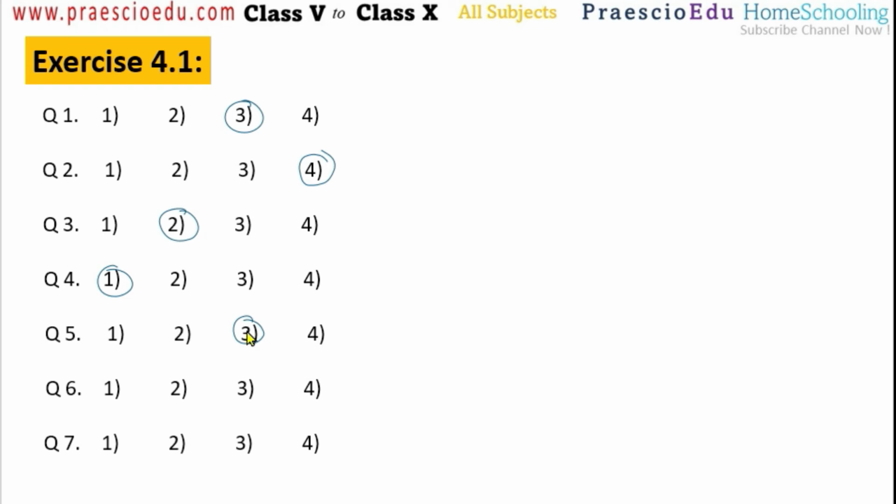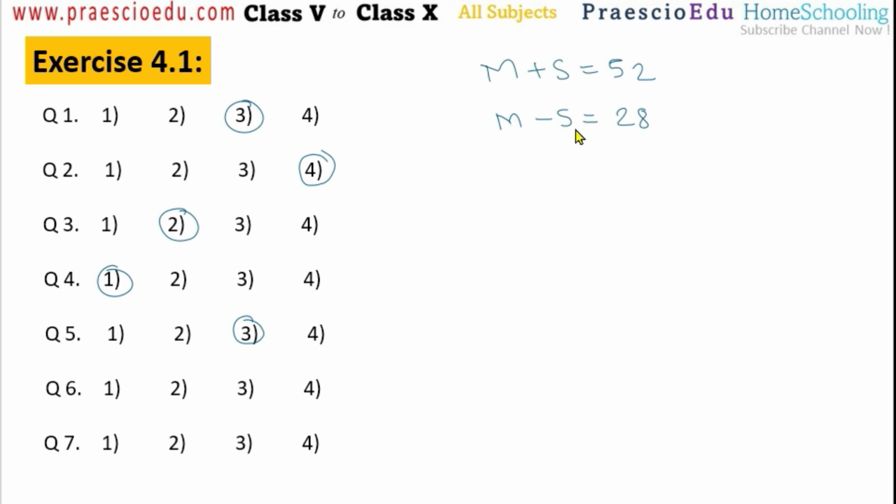Now question number 6. The sum of present age of mother and son is 52. So suppose M for mother and S for son, so M plus S is equal to 52, and the difference of their age is 28. Difference means of course mother's age is more, so son's age should be subtracted from the mother's age, M minus S is equal to 28.